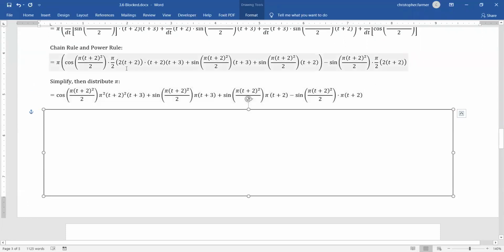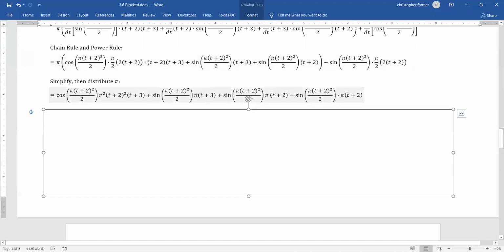So when I say simplify, all I meant was we're canceling out the 2's here in a couple places and then distributing the pi symbol. So keep in mind that we're taking cosine of all of this. So pi is not going into what we're taking cosine of, but it gets multiplied to the stuff that's on the outside. So here, pi times pi gives you pi squared. The 2's cancel out, and then you have a t plus 2 and a t plus 2 is a t plus 2 squared, along with the t plus 3, and then multiply by pi to get the sine of all of this times pi.